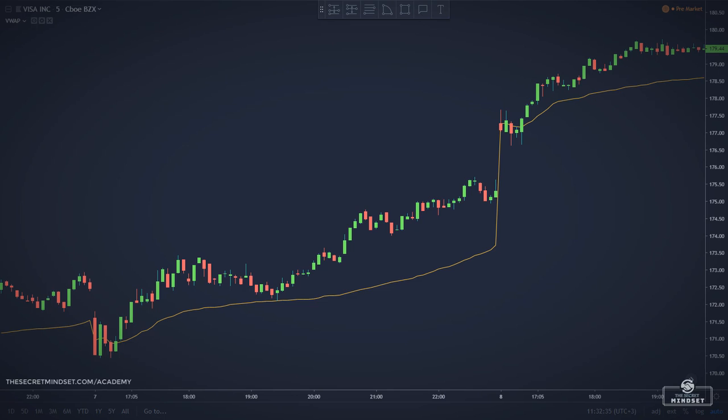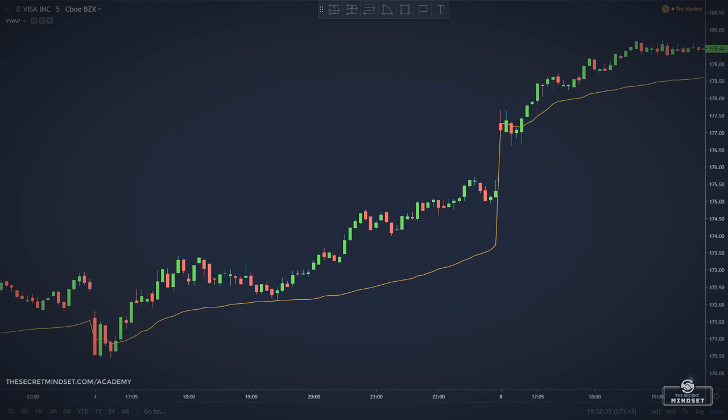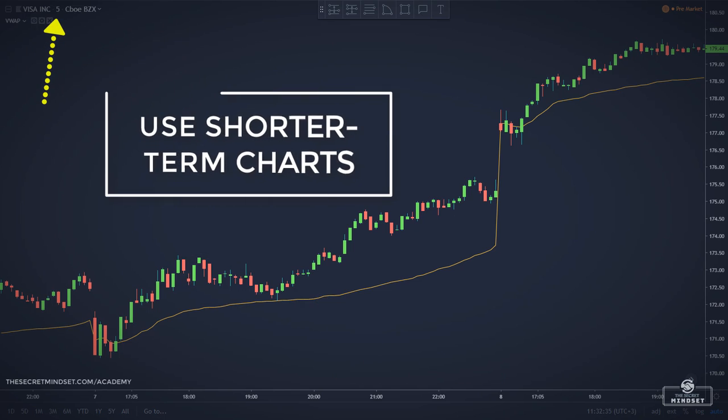Here's an important tip. If you use longer term charts, such as the 30-minute or the 60-minute, your VWAP data will greatly lag behind the shorter term chart, like the 1-minute or the 5-minute chart. On a longer term chart, the speed at which the VWAP generates a signal could mean that you completely miss the move. So, if you use VWAP, opt for the shorter term charts.